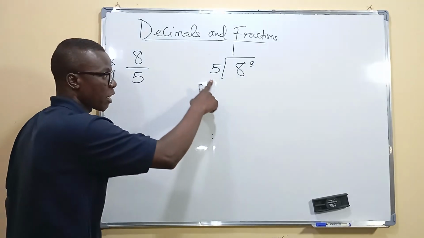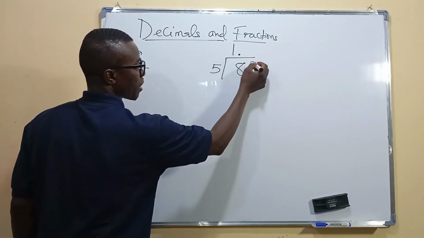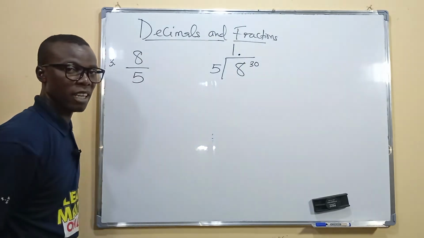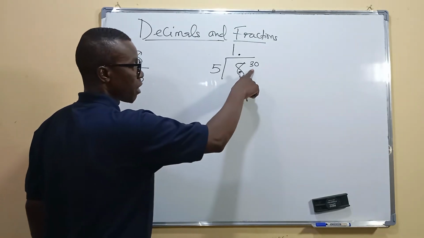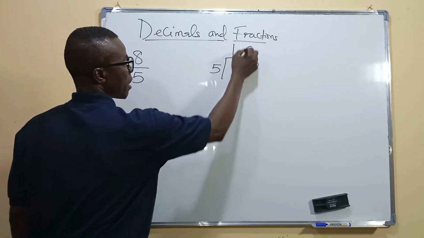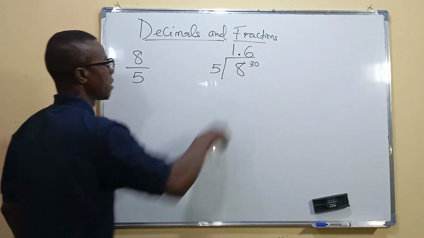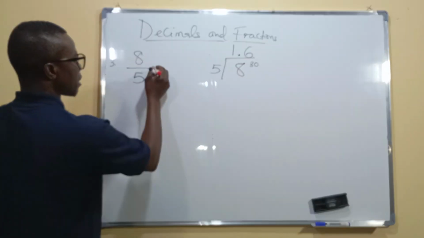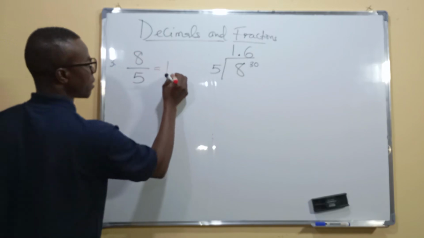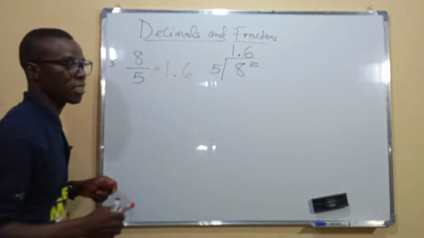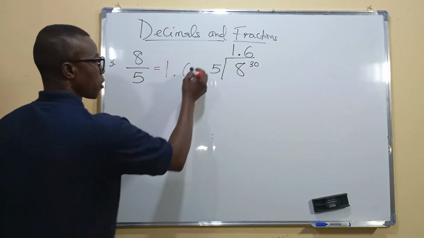Now, can I bring out 5 out of 3? No. So I'm going to introduce this point and then add 0 to this, and it becomes 30. So how many 5s can I bring out of 30? And that will be 6. I'm going to have 6 5s in 30. So that simply means that 8 over 5 is the same as 1.6. Now, you can write this as 1.60.